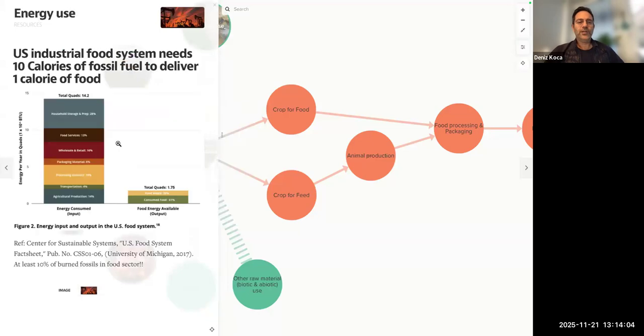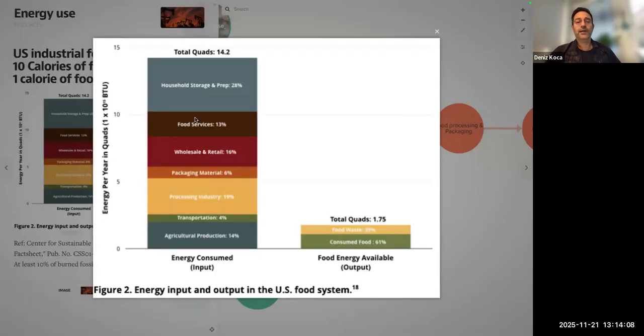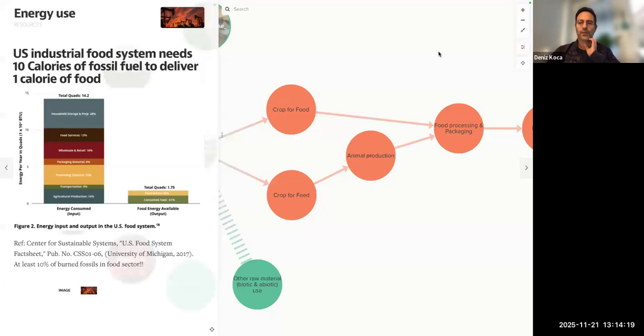Looking into energy, these are US figures, but it's sick. We put 10 calories of fossil fuel into the system to get 1 calorie of food. So inefficiency here in the way we use energy.